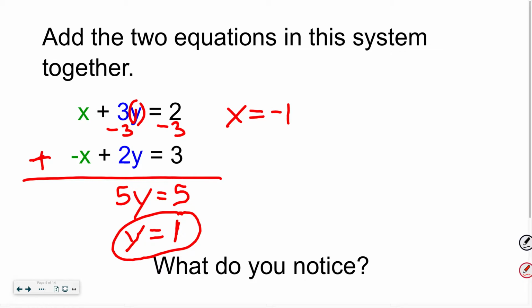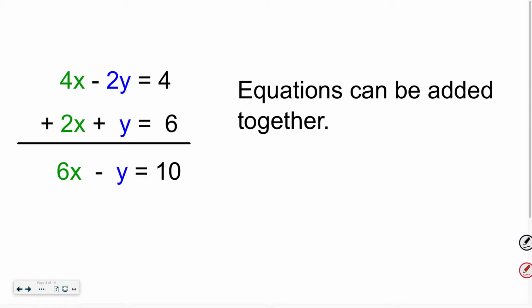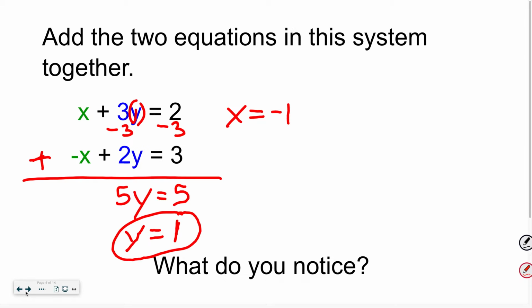So why were we able to get a solution here, but on the previous slide, we still had an equation with 2 variables? What's the difference? So we added the equations here, and we got 6x minus 1y equals 10, right? So we just added them. But then we did the same thing on the next slide, and somehow we came up with a scenario where our equation only had 1 variable. How did that happen? What's the difference between the 2?